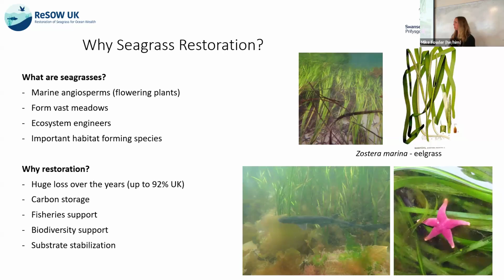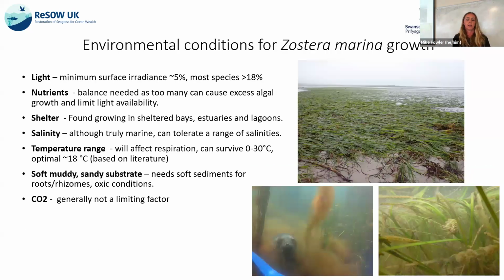They also are a really important habitat for many fish species, including commercial fish species, and they support a range of biodiversity, so really important in supporting biodiversity of our coastal waters. And as I mentioned, that root and rhizome system provides stabilization of substrates as well. So it will stabilize sediments, which decreases coastal erosion or sediment erosion as well.